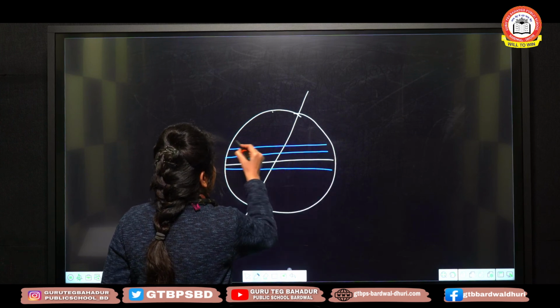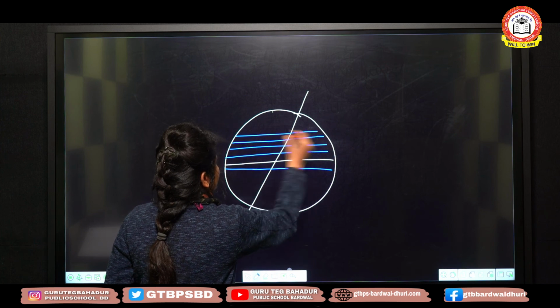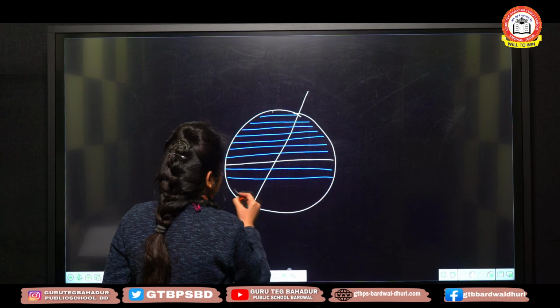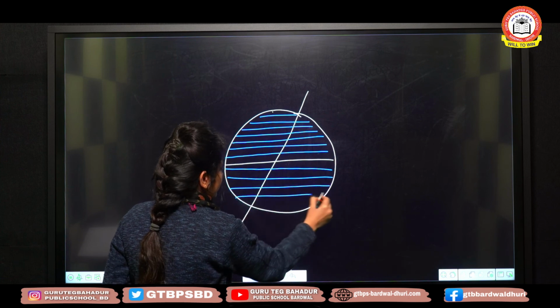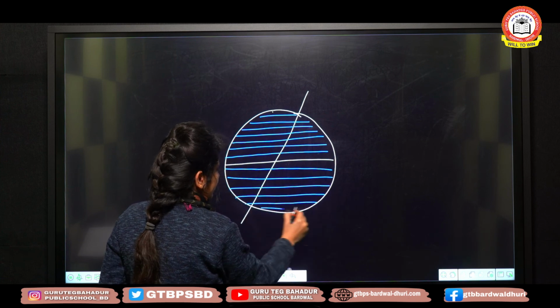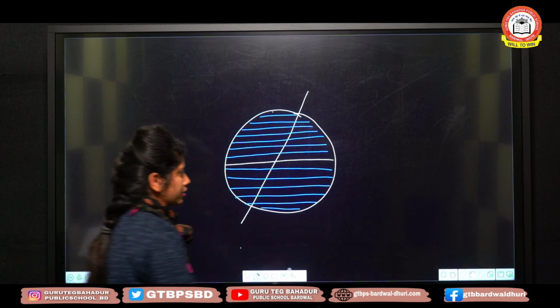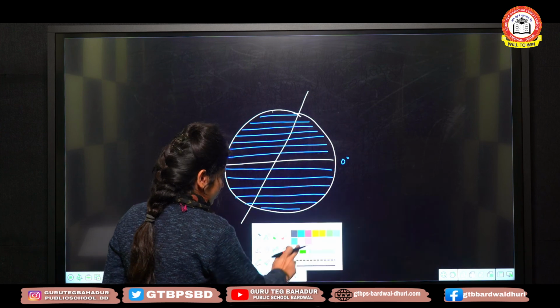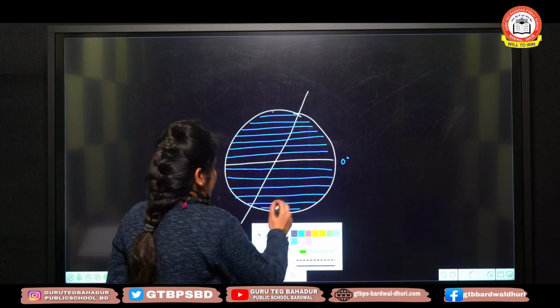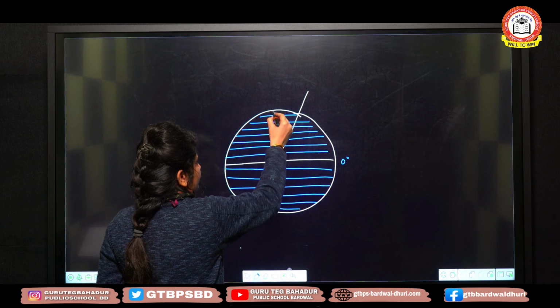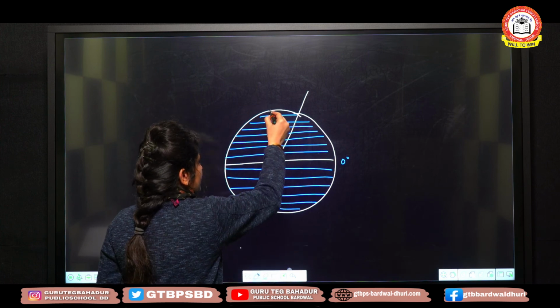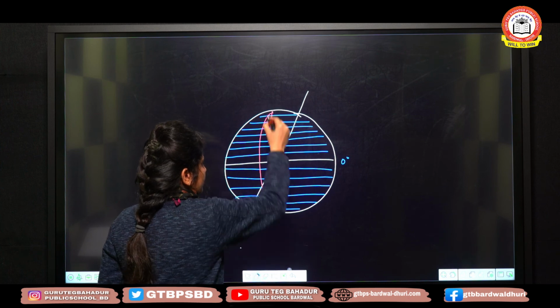These are lines of latitude. Okay, we have already discussed 0 degree equator dividing Earth into two equal parts, that is 0 degree. Now the next, here, Greenwich line, that is prime meridian.